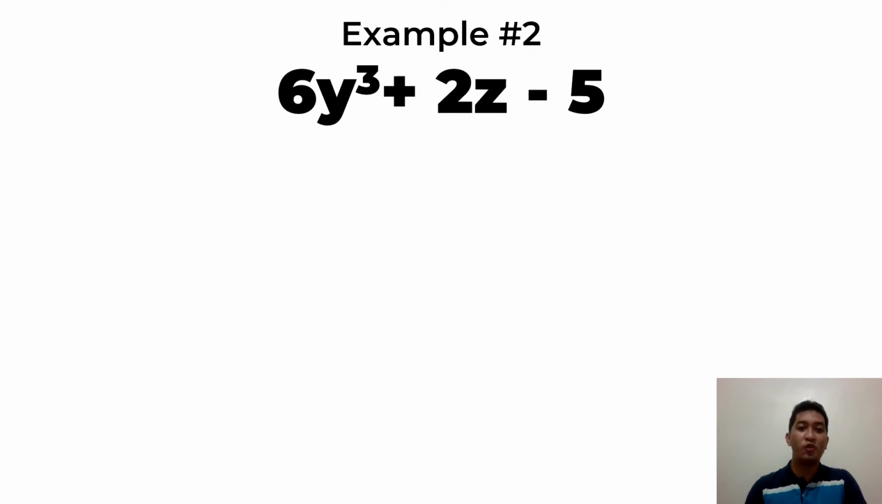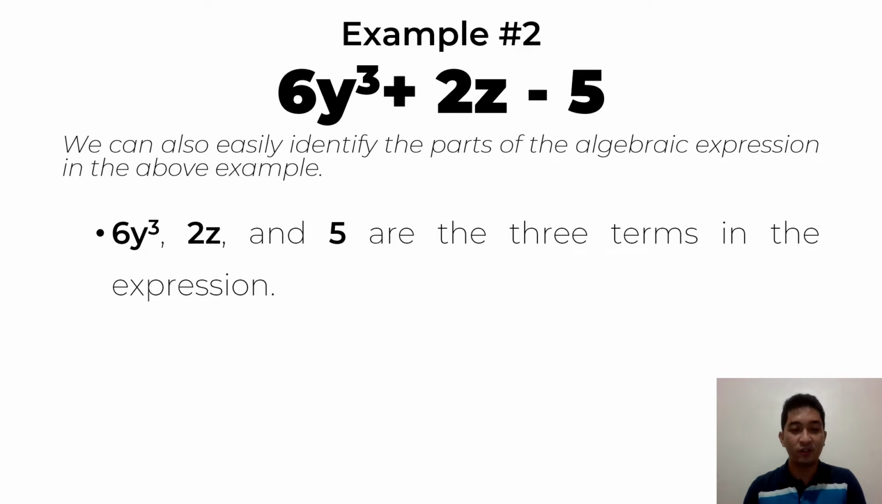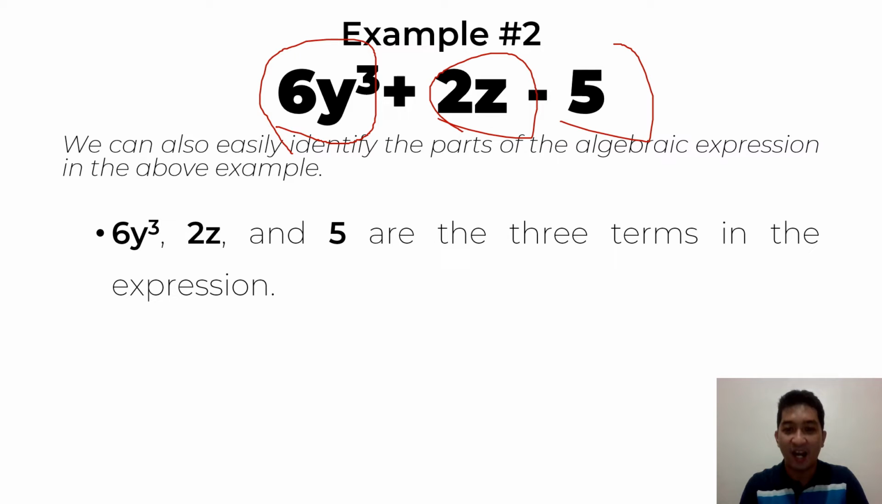Alright, let's continue our review of algebraic expression. We have here example number 2, 6y cubed plus 2z minus 5. Okay, let's look at the parts of this algebraic expression. We have here first 6y cubed, 2z, and 5 are the three terms. We now have three terms in the expression. Again, what are those three terms? We have 6y cubed, 2z, and 5. Okay, so those are the three terms.